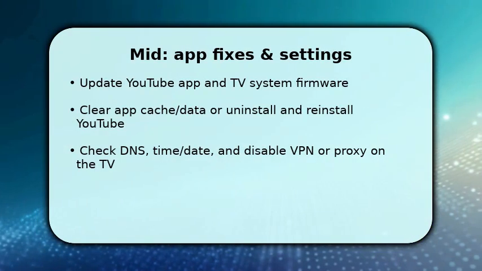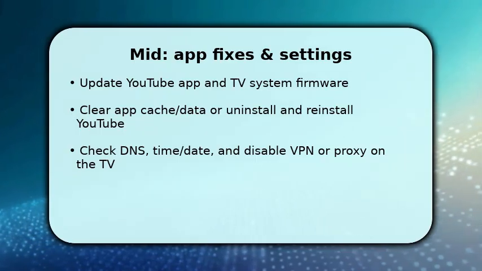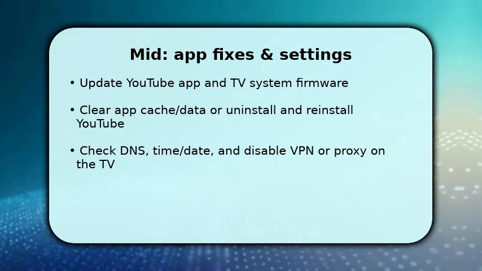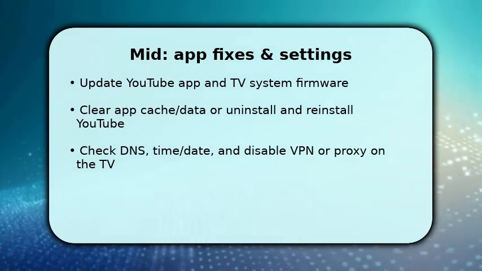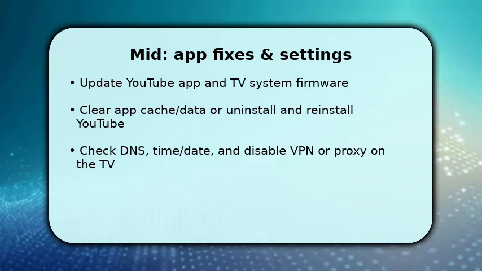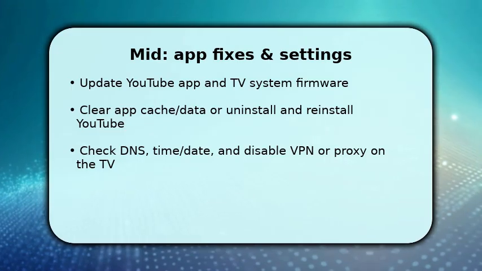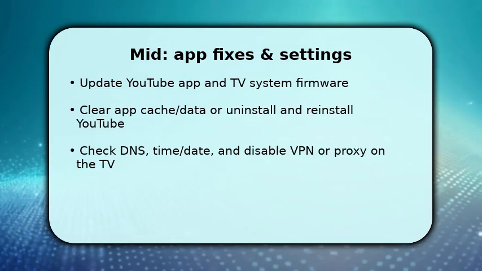Once your network is stable, focus on the app and system state because outdated software or corrupted cache often blocks playback. Make sure both the YouTube app and the TV firmware are up to date. Updates include bug fixes and new codecs. If problems persist, clear the app cache or data. This removes temporary files that can cause crashes, or uninstall and reinstall the app to restore defaults.